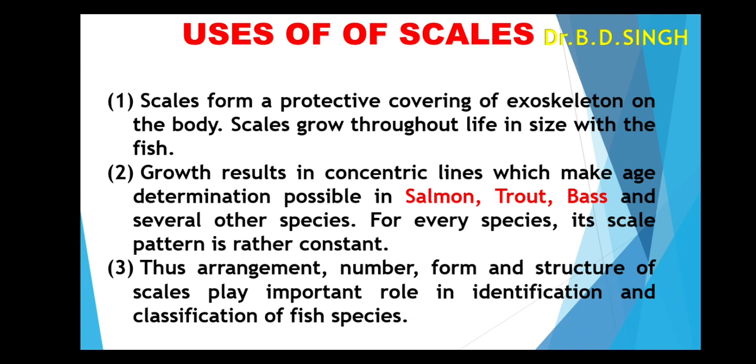Scales grow throughout life along with the fishes. Point number 3, growth results in concentric lines which mark the age and help determine age in salmon, trout, bass and several other species. For every species, its scale pattern is rather constant. Point number 4, thus the arrangement, number, form and structure of scales play an important role in the identification and classification of fish species.